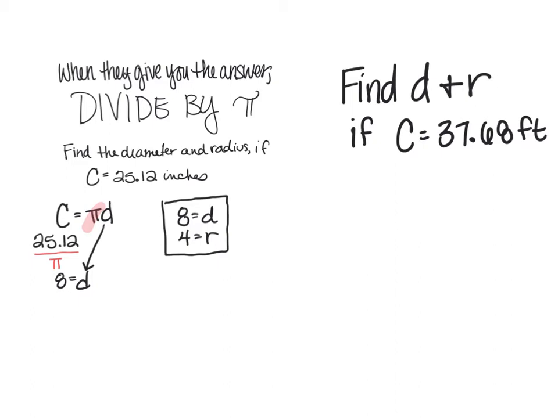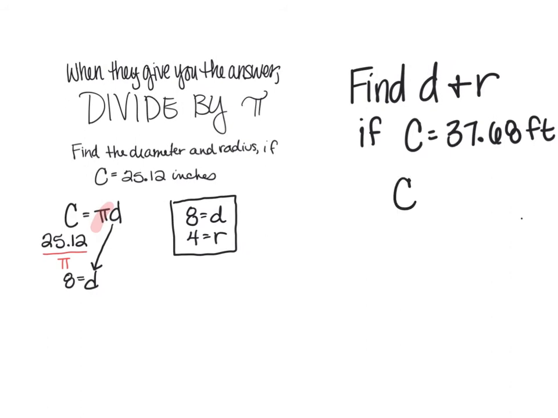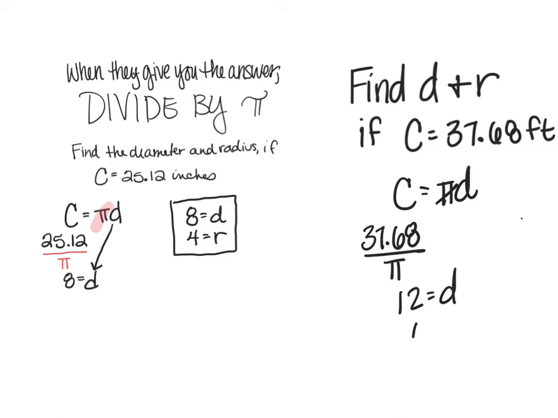So I wrote down the formula, which is C equals pi d. Then I wrote down what they gave me, which was 37.68, and I divided that by pi. And then when I divided it, I got 12, and then 12 equals that diameter, and 6 equals the radius. Good. So when you divide, you get 12 equals the diameter.